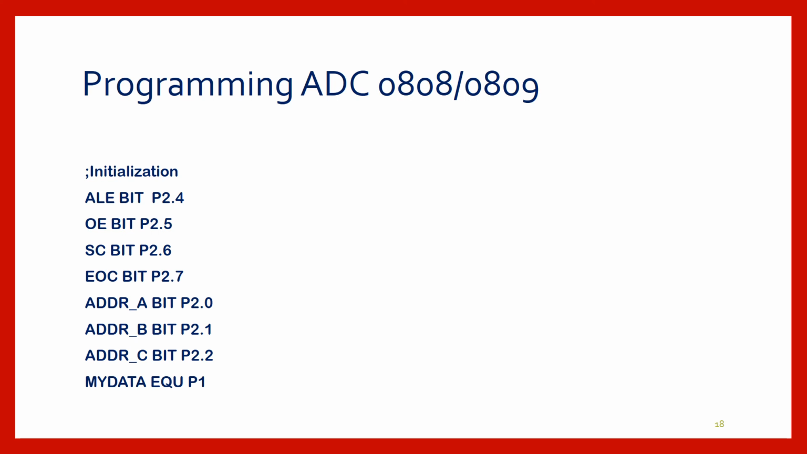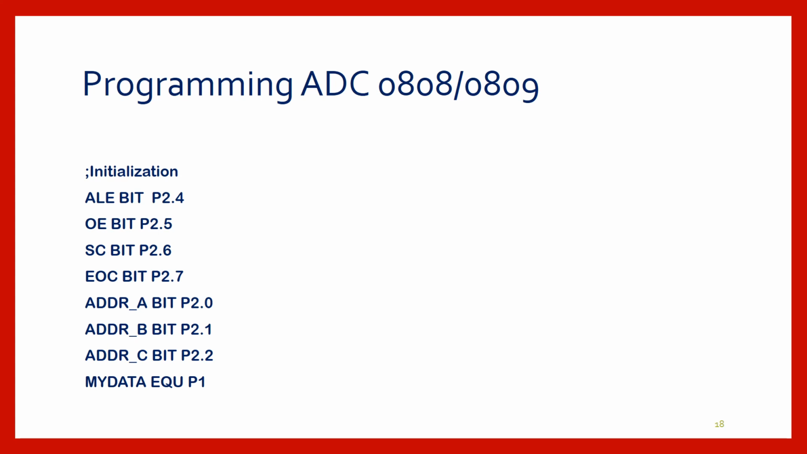For example, I am using port 2 for connection purposes, and my data will be on port 1. I have shown pin by pin: P2.4 I have connected to ALE, P2.5 to OE, P2.6 to SC, P2.7 to end of conversion, P2.0 is address A, P2.1 is address B, and P2.2 is address C. These are the 3 plus 4, total 7 pins I have used, excluding P2.3. All of these 7 are needed for interfacing with the 8051.